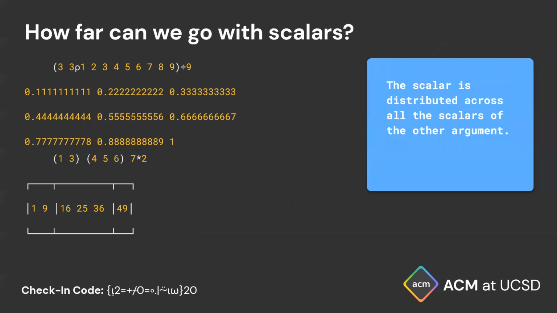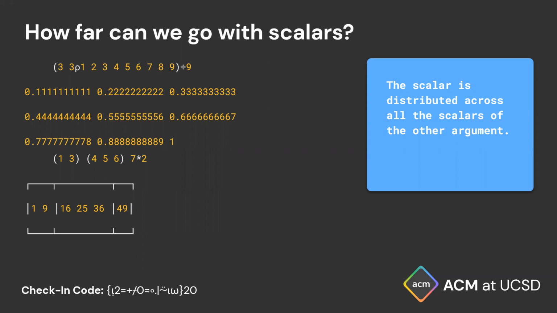All right, here are some examples of how these operators are applied. Let's break down this first example. Here we have 1, 2, 3, 4, 5, 6, 7, 8, 9 that is reshaped into a 3 by 3, and then we divide each element by 9. The divide by 9 gets distributed into every single element of the array on the left. So we have 1 divided by 9, 2 divided by 9, 3 divided by 9, and so on. We get a 3 by 3 grid of numbers divided by 9.